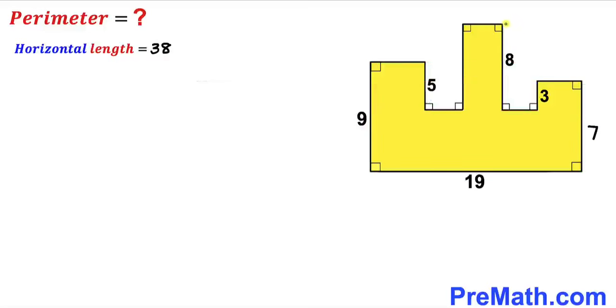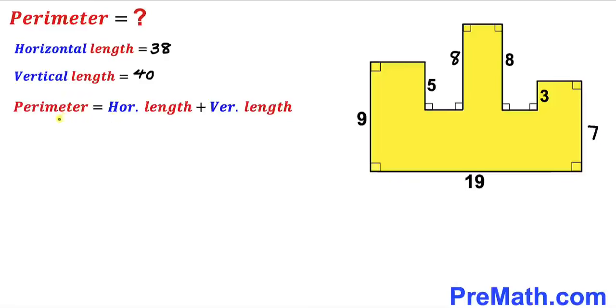And here's our next step. We know this side length is 8 units, so this side is going to be 8 units as well. Thus our total vertical length is going to be the sum of 7 plus 3 plus 8 plus 8 plus 5 plus 9, and if we add all these numbers, that gives us 40 units. So our total vertical length turns out to be 40 units.